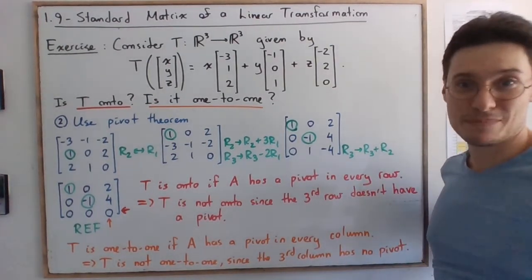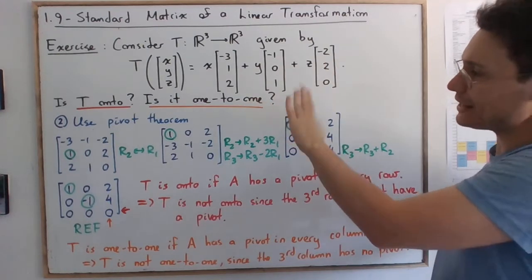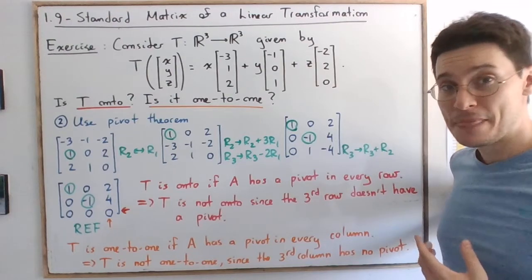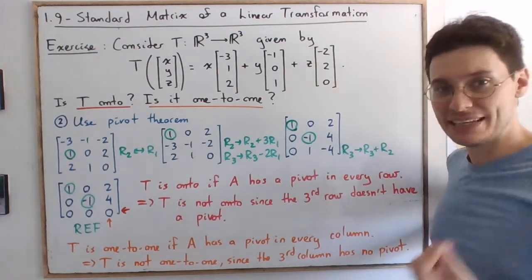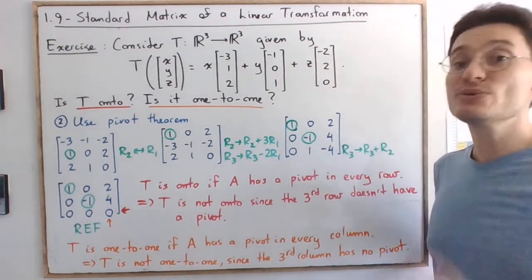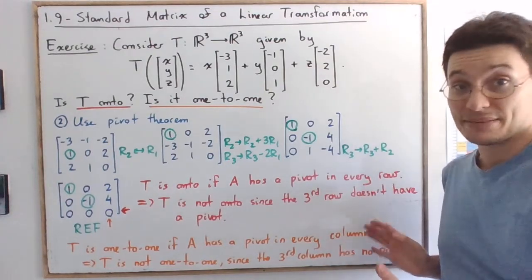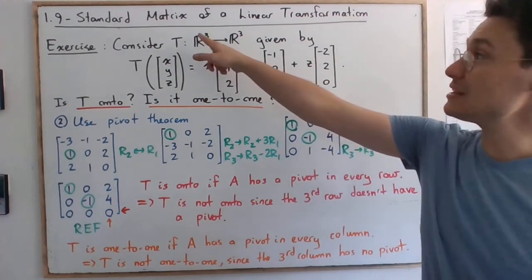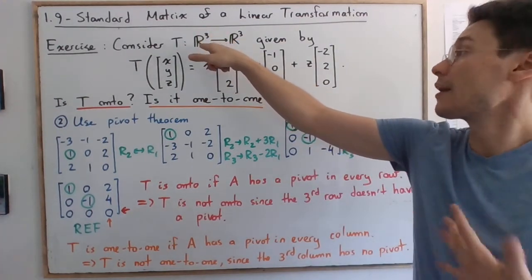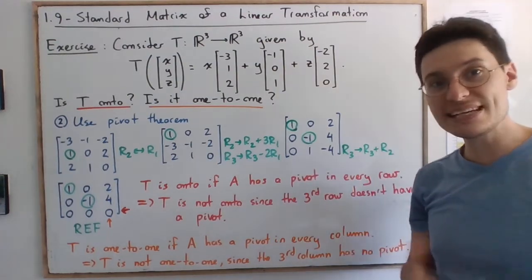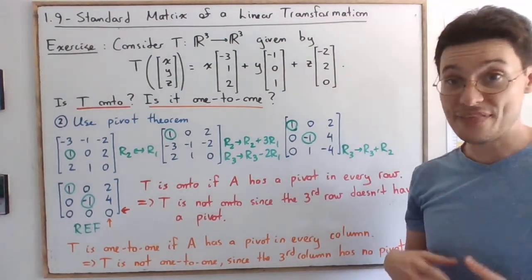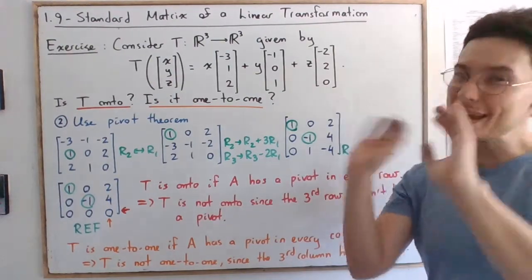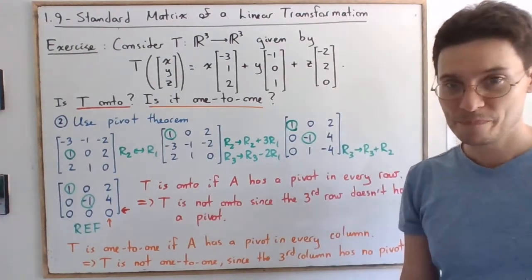So this is it. Basically, one-to-one and onto questions like this are quite simple most of the time because it boils down to finding the standard matrix and using the pivot theorem, as I just did, okay? And you'll be able to do this every time the linear transformation is from Rn to Rn, right? We're going to see examples of linear transformations that are not like that, for which we cannot find the standard matrix, but these are way later, okay? These are in chapter 4.